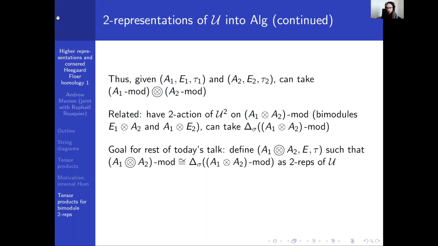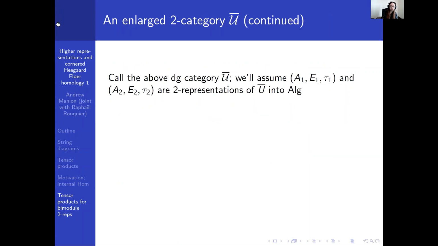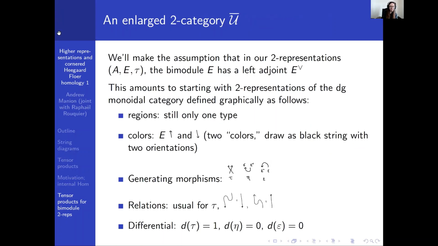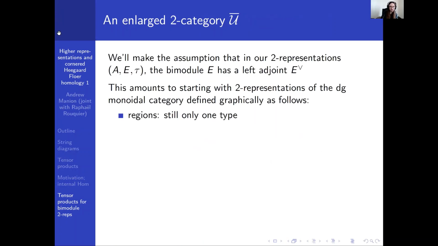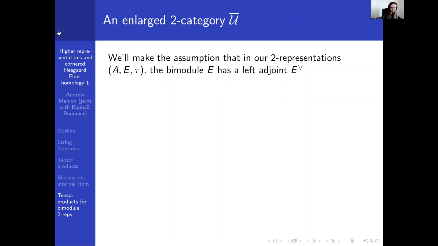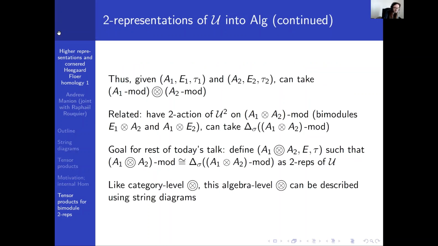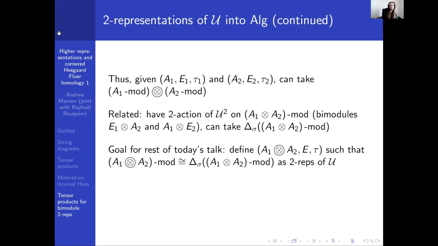So the goal for the remaining 5 minutes, which may involve a lot of this sort of talk, but we'll see. The goal is to define an algebra level variant of the tensor product construction.